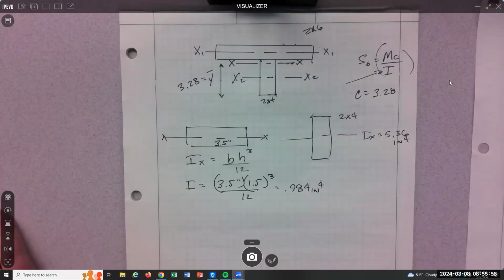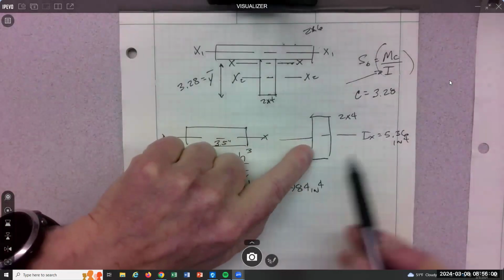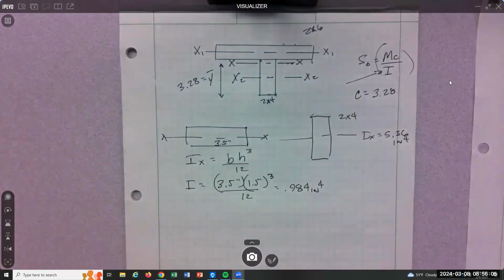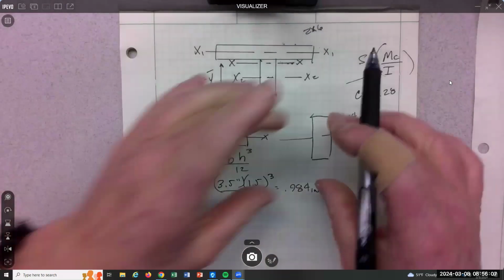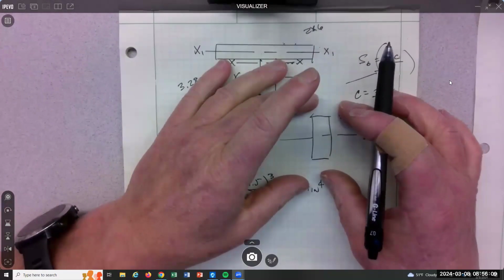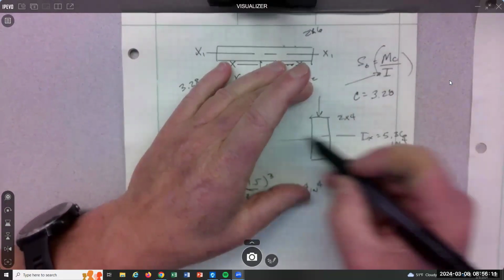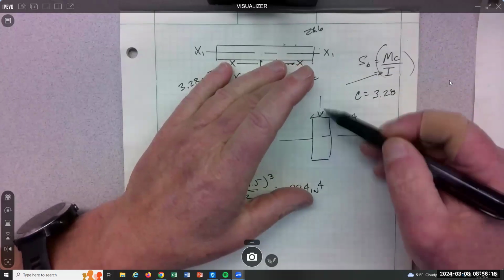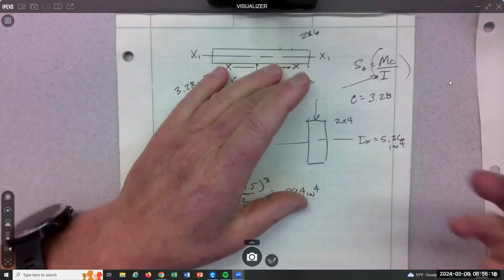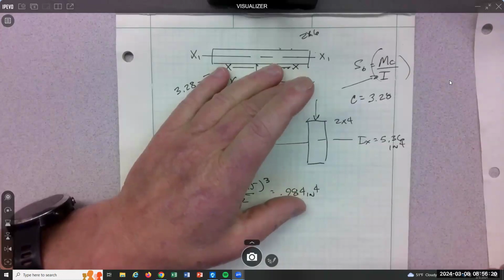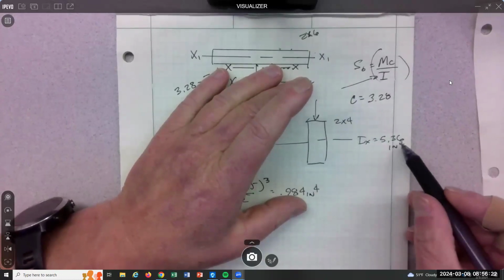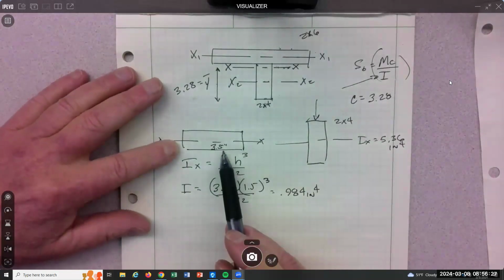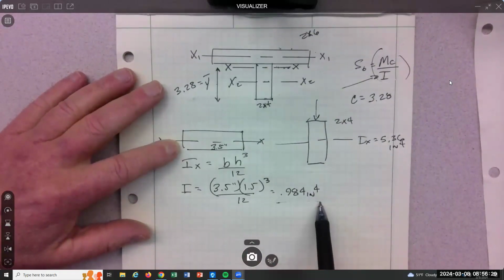Okay. So in the strong position, 5.36. Remember, inertia is an indication of how well the shape will do in bending. And that is a bending perpendicular to the axis that you're calculating. So if I load a 2x4 this way, it's 5.36. It's going to resist bending some. It's going to do okay. It's not a huge number. It's a 2x4, right? But in the weak position, it's not doing well at all.